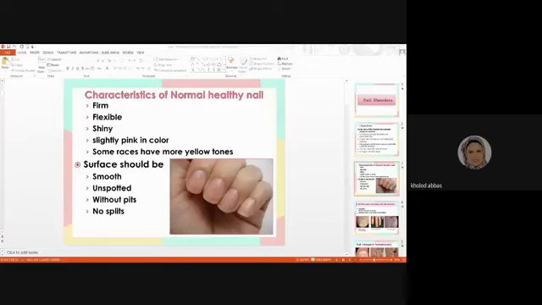First of all, the normal nail should be shiny, should be firm, light pink in color, okay? There are no pits, no roughness, the surface is smooth, okay? These are the characteristics of normal nail. And everybody can look at his fingers, his nails. We see bright pink in color, shiny, smooth surface, there are no pits, no spots.